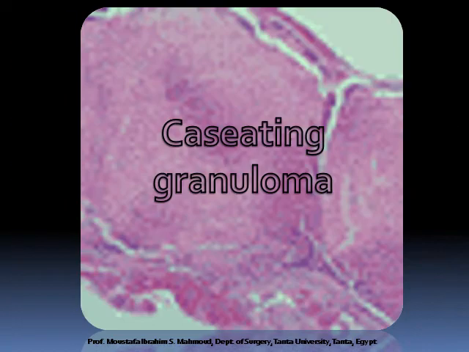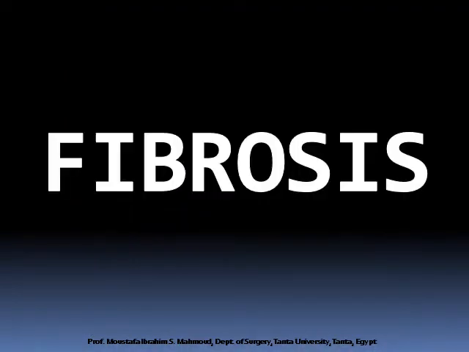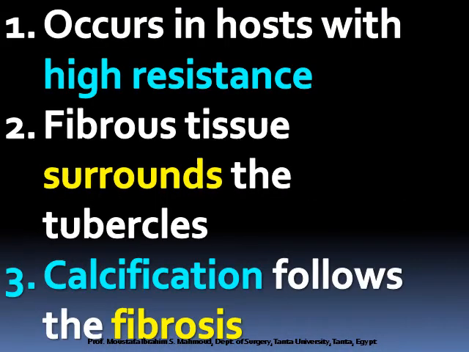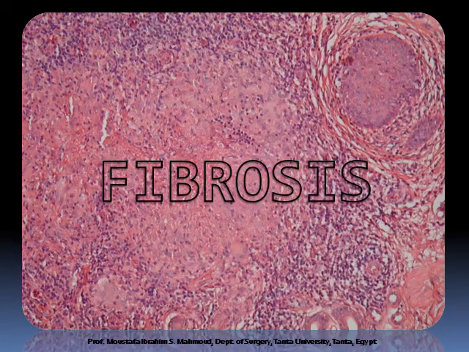Caseation, caseating granuloma. Fibrosis. Fibrosis occurs in hosts with high resistance. Fibrous tissue surrounds the tubercles and calcification follows the fibrosis.